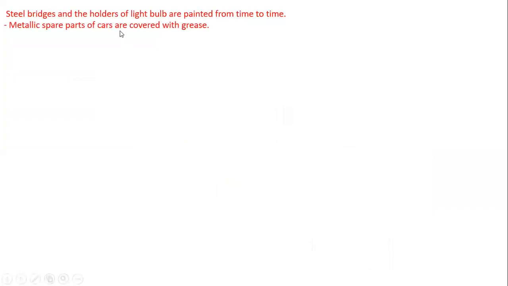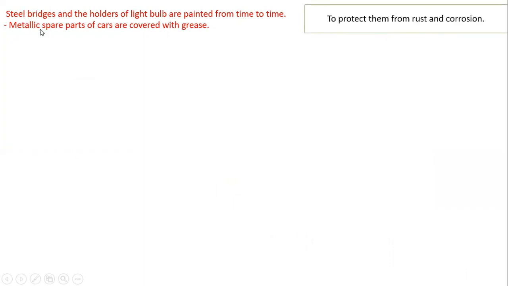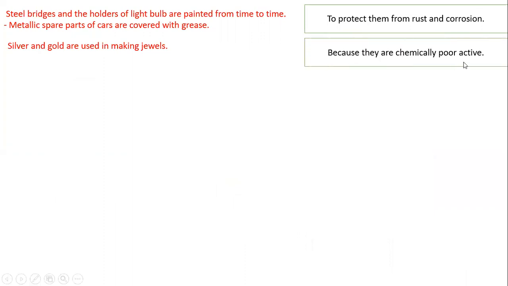Steel bridges and the holders of light bulbs are painted, we said, to protect them from what? From rust and corrosion. Metallic spare parts of cars are covered the same way to protect them from rust and corrosion. Silver and gold are used in making jewels. Someone says, yes, they are shiny, malleable, and ductile. Yes. So because they are chemically poorly active, or inactive, they find great difficulty to react with water. Because they are poorly active, they are shiny, malleable, and ductile.